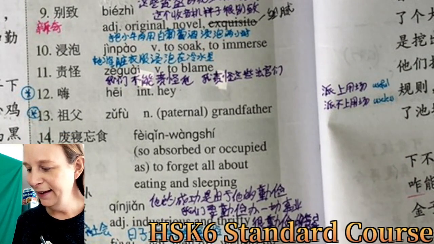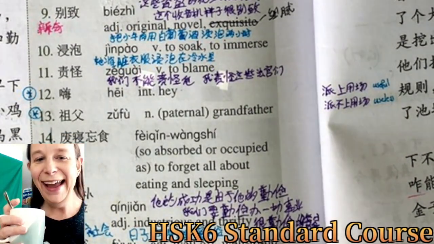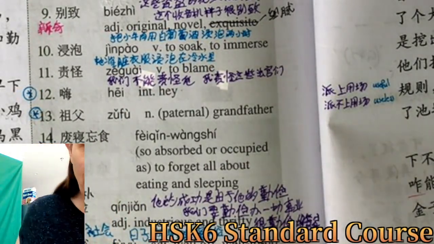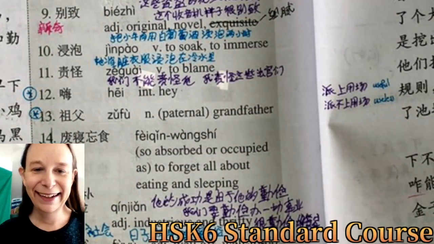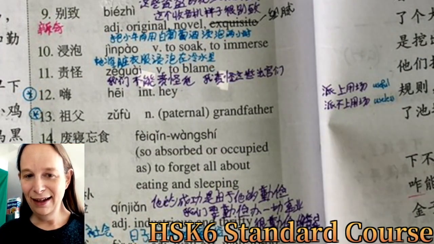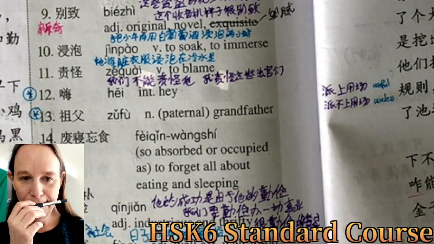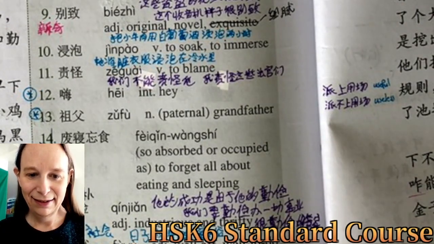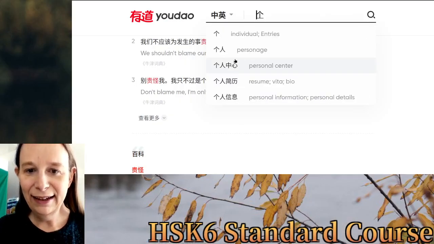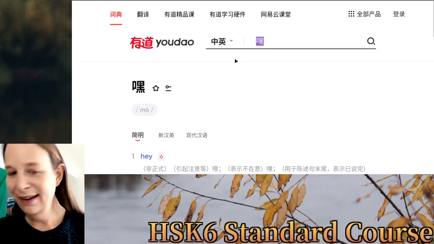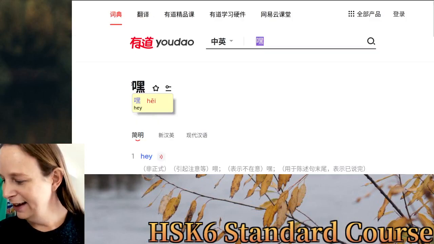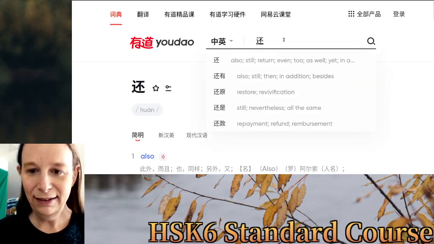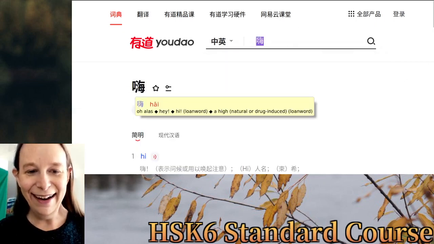Okay, next is hey. All right, I think you can figure out that one. Interjection. Yeah, it just means hey, hi. Hi is hi as well. Wait a minute. Well, let's look. This is hey. This one. What they wrote is hi. No, hey. They wrote the wrong one. It's the wrong character.